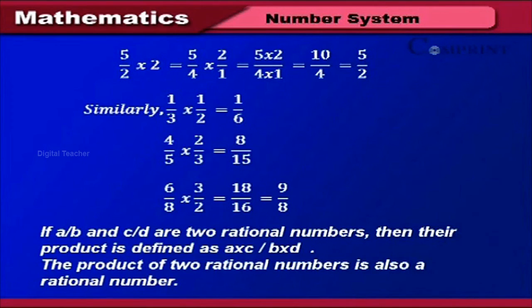Similarly, 1 by 3 into 1 by 2 is equal to 1 by 6. 4 by 5 into 2 by 3 is equal to 8 by 15, and 6 by 8 into 3 by 2 is equal to 18 by 16, which is equal to 9 by 8. If a by b and c by d are two rational numbers, then their product is defined as a into c by b into d. The product of two rational numbers is also a rational number.